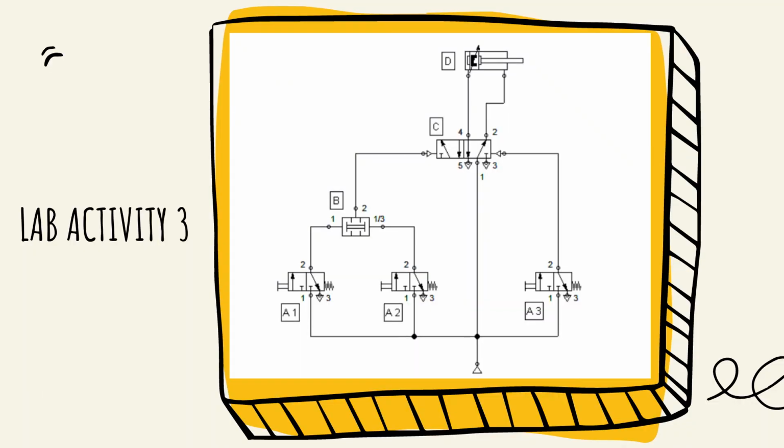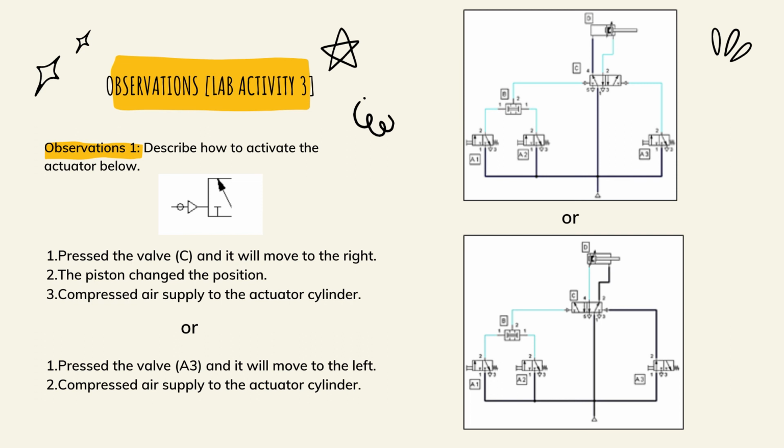Okay, next for the observation part. Describe how to activate the actuator below. There are two ways to activate the actuator. The first one uses valve C, and the second one uses valve A3. For the first one, press valve C and the valve will move to the right. The piston changes position and compressed air is applied to the actuator cylinder. Or we press valve A3 and the valve will move to the left. Then it will supply compressed air to the actuator cylinder.